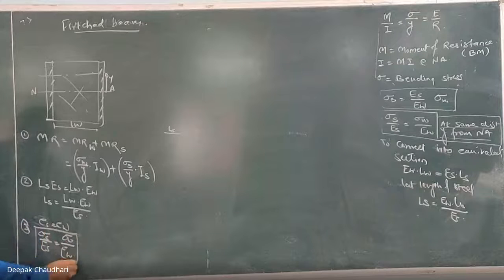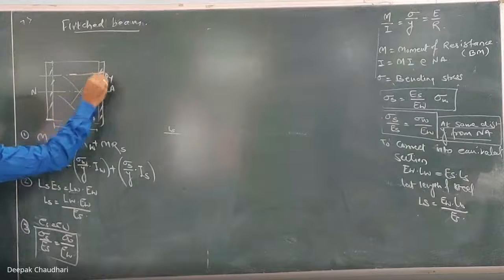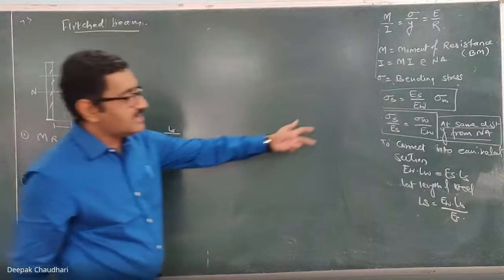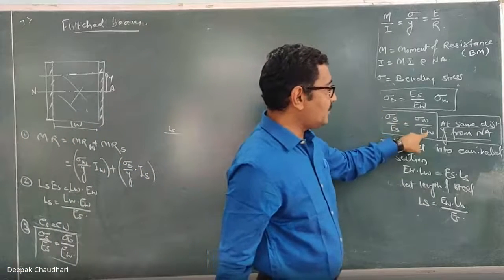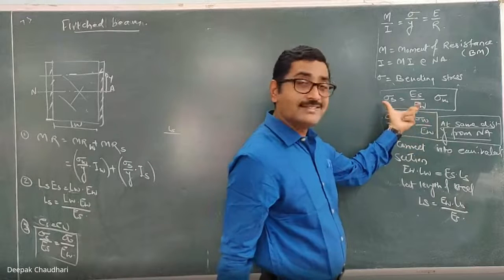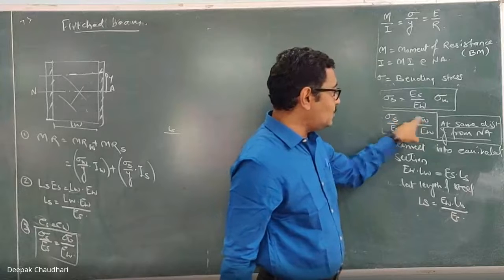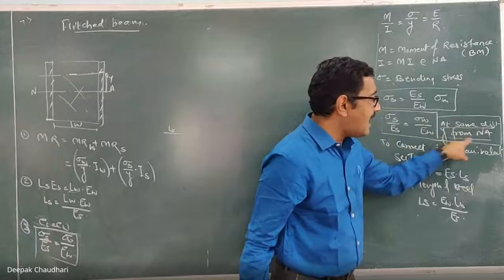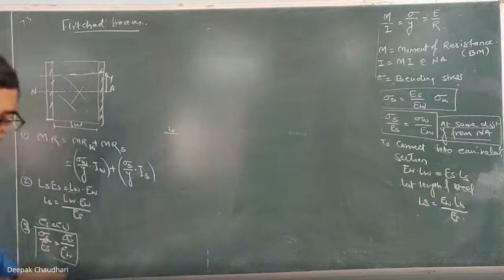From this we can get the relation between the stress in the wood and the stress in steel at the same distance y. So this relation which I have written here, sigma s upon Es equal to sigma w upon Ew, we got by equating the strain. Therefore, this is the relation between sigma s and sigma w, the stress in steel and the stress in wood, at the same distance y from the neutral axis. Understood?